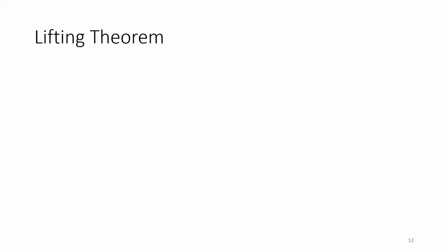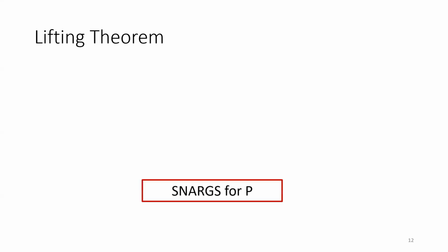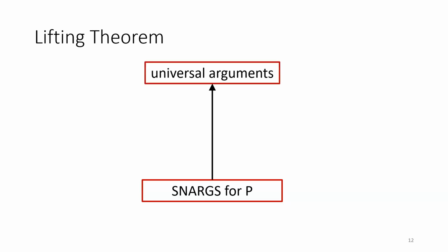So behind the proof of all of these theorems, there is one general lifting theorem. What we show is how you take some SNARG for P and lift it into a universal argument. And the way we do it, we use the help of a cryptographic tool, some notion of cryptographic puzzles. Okay, this is, at a very high level, our lifting theorem.